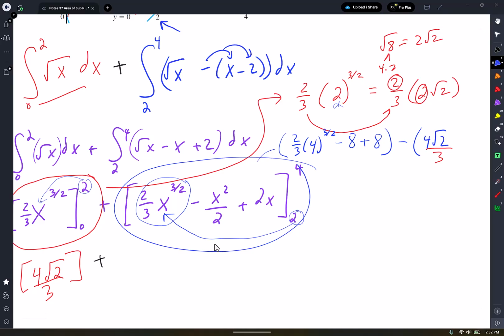Okay, let's plug in a 2 right here. 2 squared divided by 2. So minus 2. And then 2 times 2.